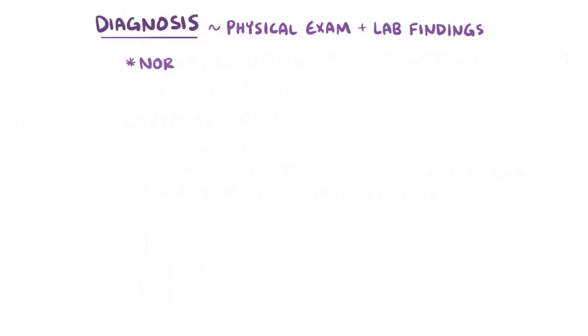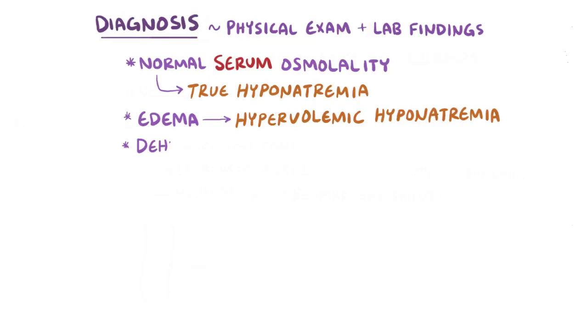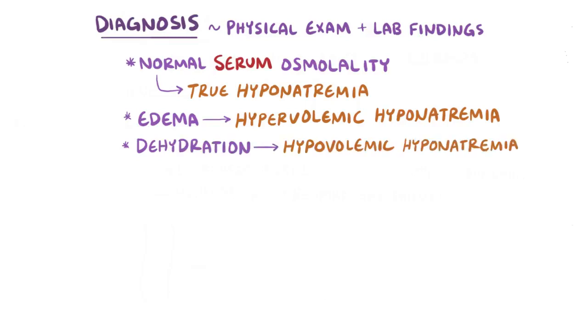Hyponatremia is usually diagnosed by looking at physical exam findings, as well as labs from the urine and blood. For example, a normal serum osmolality suggests true hyponatremia, versus a pseudo-hyponatremia. In addition, signs of edema suggest hypervolemic hyponatremia, whereas signs of dehydration suggest hypovolemic hyponatremia. Also, urine osmolality can help differentiate between the two types of euvolemic hyponatremia.